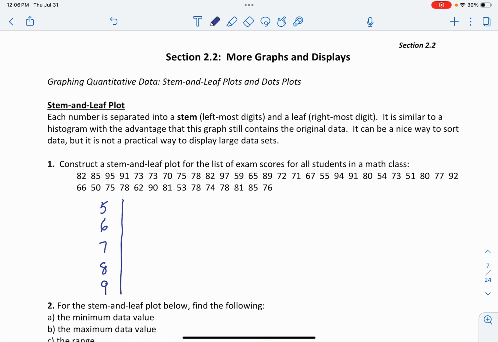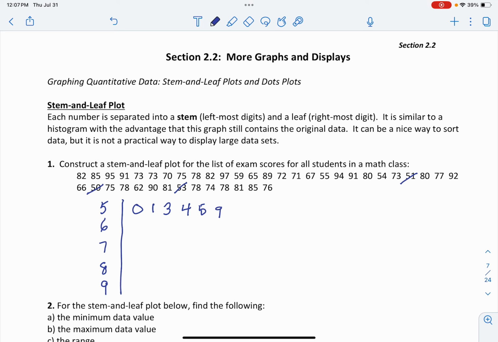So in other words, for the 50s, the lowest one is 50. So I'm just going to put a 0, right? And then cross out that number. And then there's a 51 over here, so I'll put a 1. There's a 53, and etc. And then there's a 54, there's a 55, and a 59. And if I were taking my time doing this, I would cross them all out as we go. So there's how we organized the 50s.